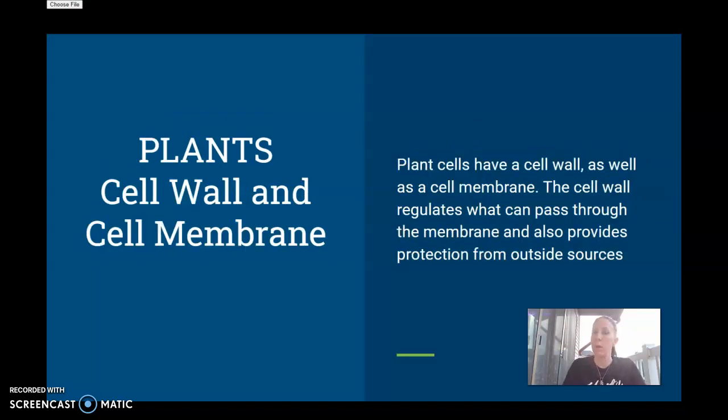Plants have a cell wall and a cell membrane. The cell wall regulates what can pass through and also provides protection from outside sources.